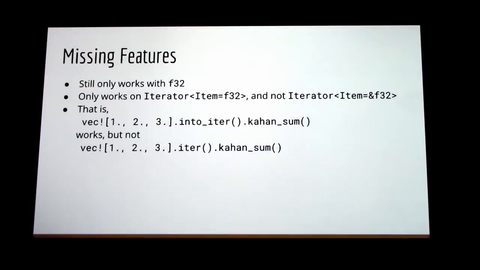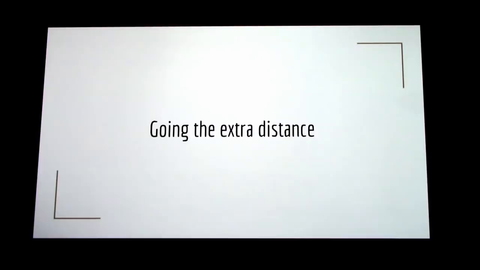So, still only works with f32. It only works on iterators of f32, but not references to f32s. So if you're doing this on a vector, for instance, you need to consume the vector, you can't just borrow it. And it also doesn't work on Box<f32>, Rc<f32>, or any of the other smart pointers. So let's fix that.